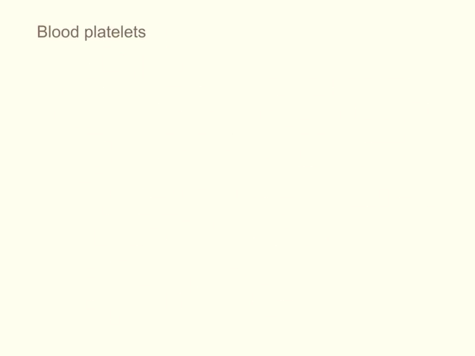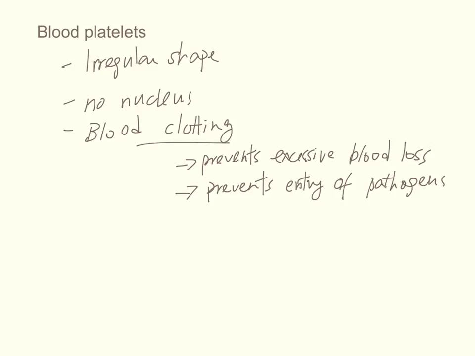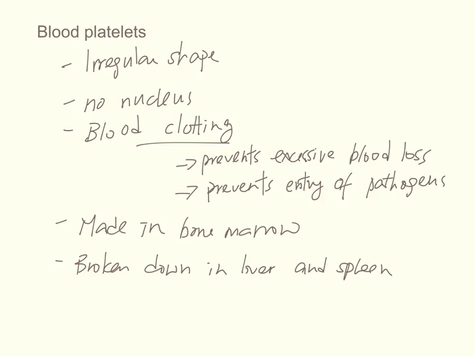Finally, let's take a look at the blood platelets. Blood platelets are irregular in shape and they are fragments of cells. They have no nucleus and they are used for blood clotting. Blood clotting is important because it prevents excessive blood loss when you have a wound, and also prevents entry of pathogens. Blood platelets are made in the bone marrows in our bones, and they are broken down in the liver and the spleen at the end of their lifetime.